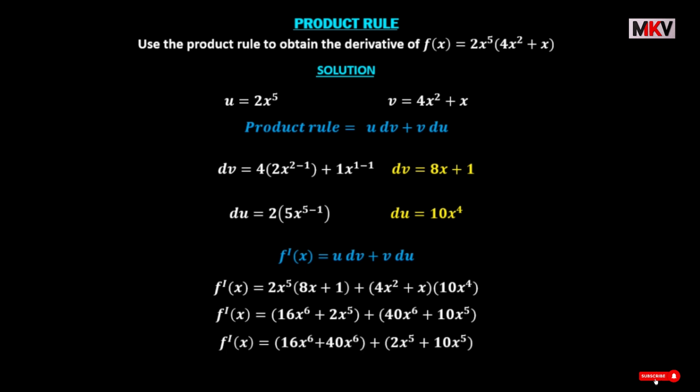So now 16 plus 40, they have the same exponential. Then 2 and 10, they have the same exponential. So we simplify them, then we are having 56x to the power 6 plus 12x to the power 5. So the derivative of f of x is 56x to the power 6 plus 12x to the power 5.